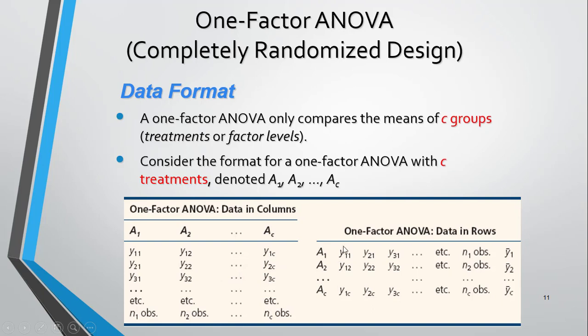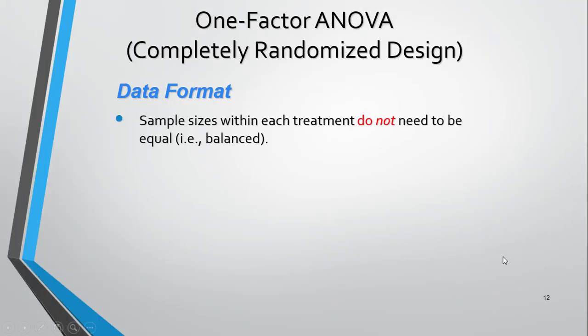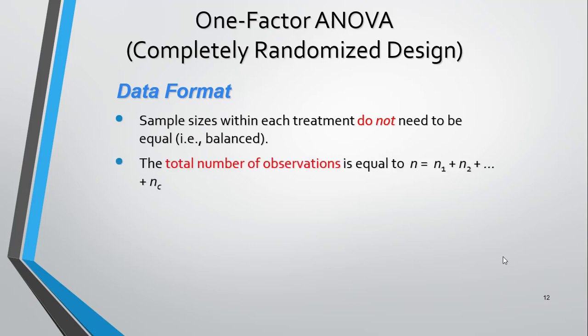Or you can enter data in rows like this one. For A1, the first type of fracture, enter the number of days over here. Then A2, A3, A4, etc. Data format: sample sizes within each treatment do not need to be equal, so they do not need to be balanced. That's good. The total number of observations is N equals N1 plus N2 plus N3 all the way to NC.